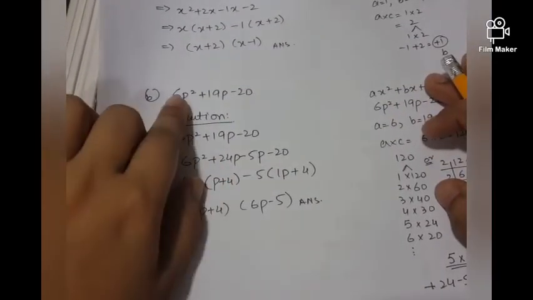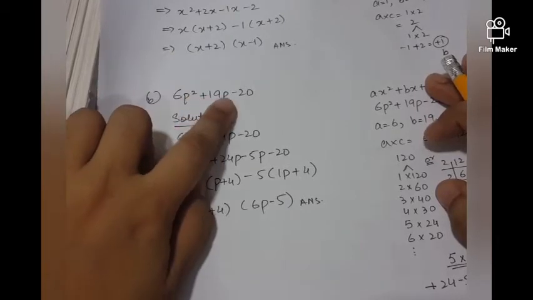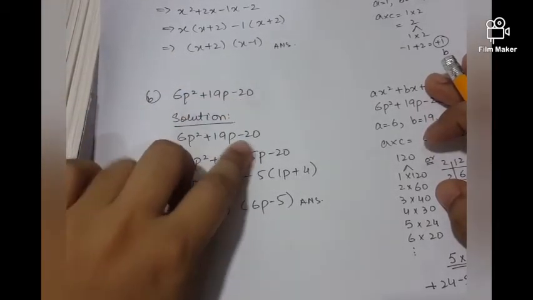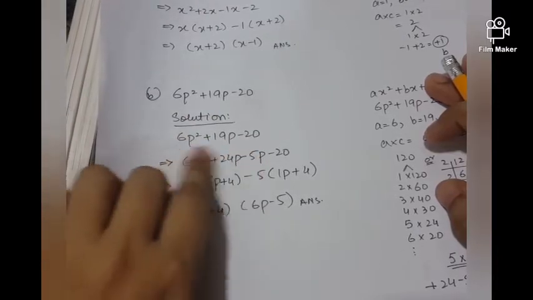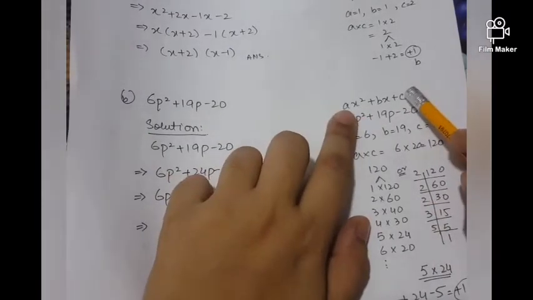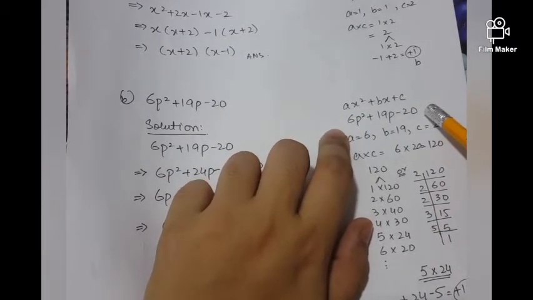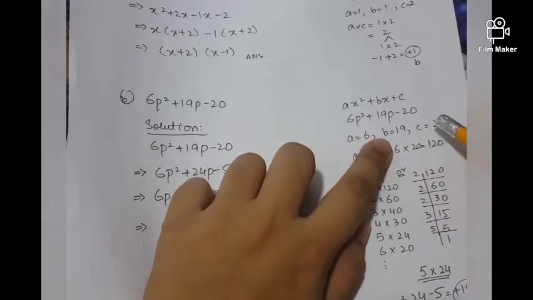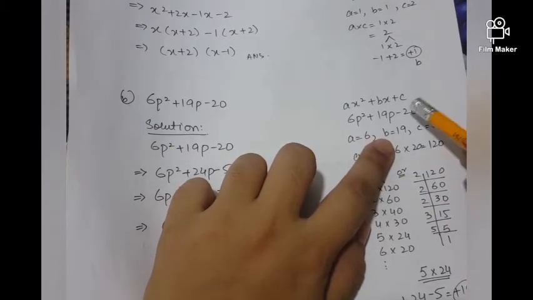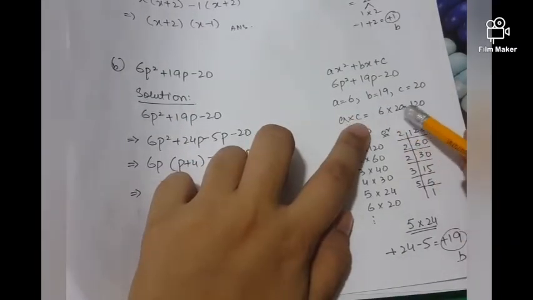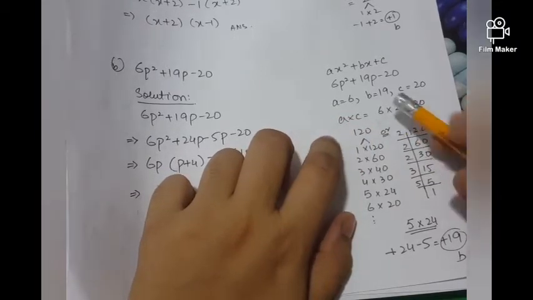Now let's see 6p square plus 19p minus 20. First rewrite the question and check if there is any common factor. Okay, there is no common factor. Now ax square plus bx plus c: rewrite the question, the quadratic coefficient, the linear coefficient and the constant. And again see, I didn't write my constant c with the sign. Now a multiplied by c is 6 times 20, which is 120. Now 120 is a huge number.